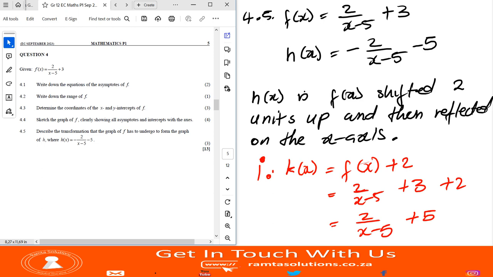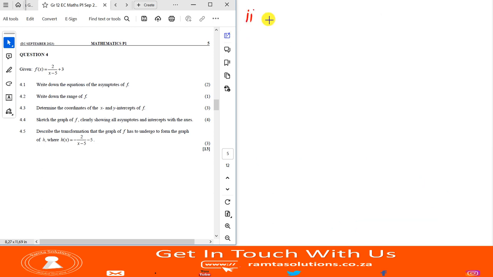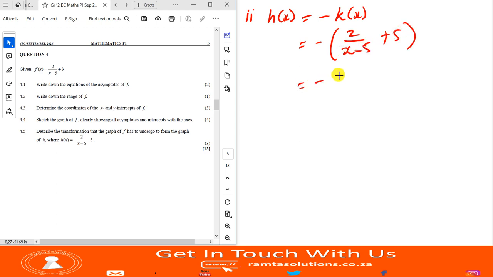Now let me show you the final step. I'm going to call it h of x. What is h of x? H of x is negative k of x. What was k of x? It was 2 over x minus 5 plus 5. So this is negative 2 over x minus 5 and then minus 5. Do you see it? This is the transformation that took place. All right? Perfect.